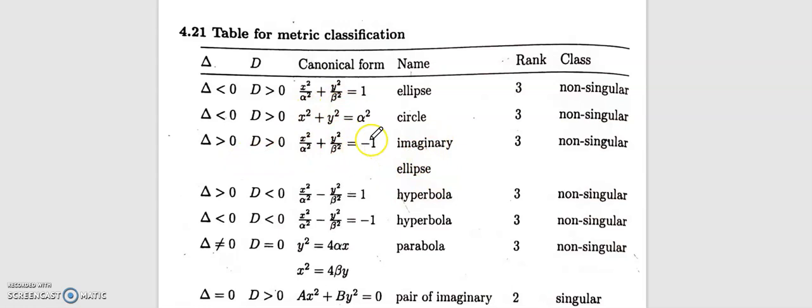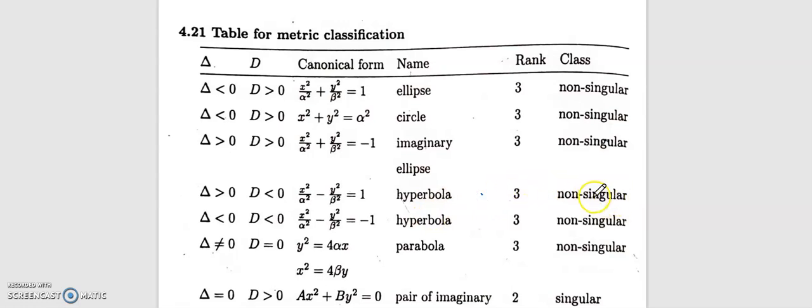You get an imaginary ellipse when on the right side you have -1. So again, for imaginary ellipse, the rank is 3, so it is non-singular. So delta is greater than 0 and d is greater than 0. D less than 0 വരുന്ന കേസിലാണ് delta not equal to 0 and d less than 0. There you will get a hyperbola. So when delta greater than 0 and d less than 0, you will get a hyperbola.